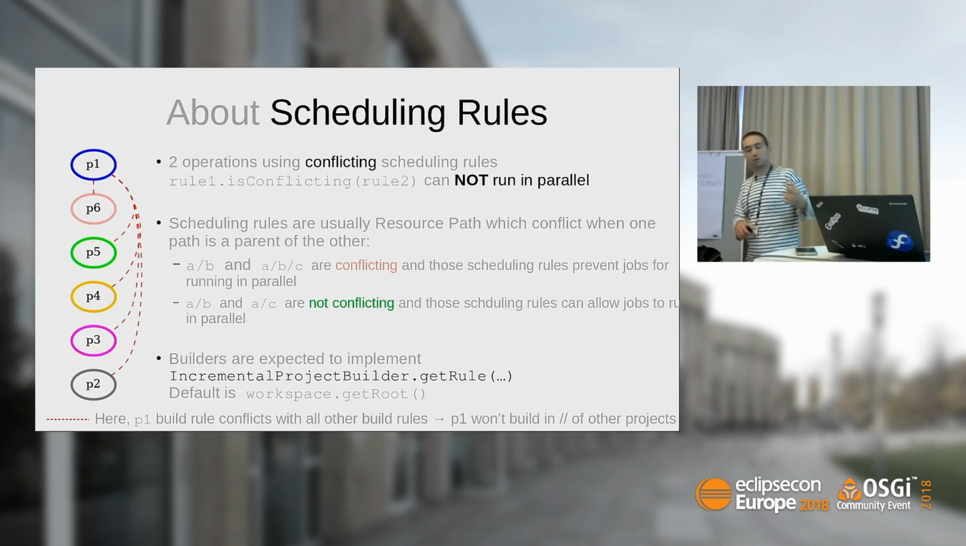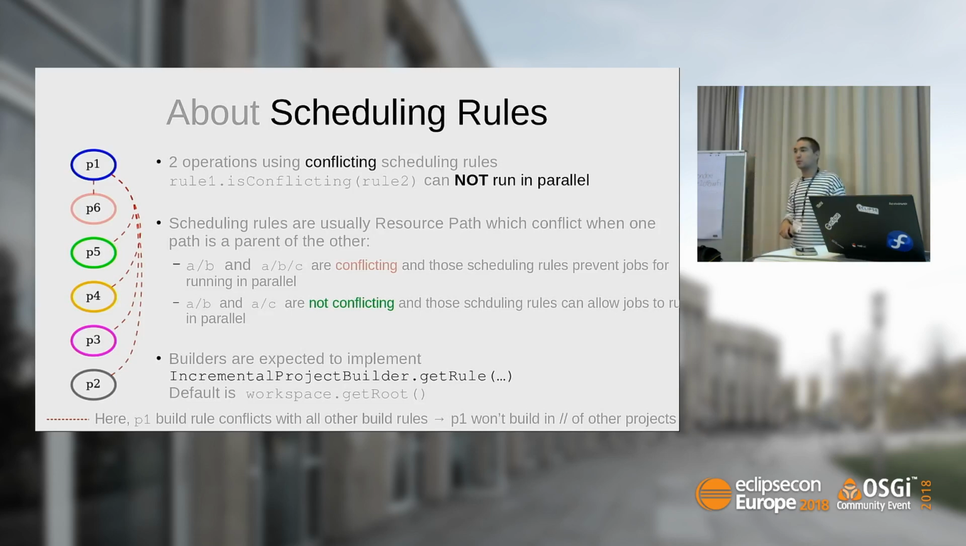And the idea of scheduling rules is that they are usually resource paths in practice. And they are conflicting if one path is the prefix of the other. So if you have A/B/C, an operation on A/B/C and an operation on A/B, then they are conflicting, because if you modify A/B, there are chances that you should not modify C at the same time. If you have A/B and A/C, then they are not conflicting. It's okay to modify A/B and A/C in parallel. They seem unrelated. That's what scheduling rules are about. They are about preventing things from happening in parallel.